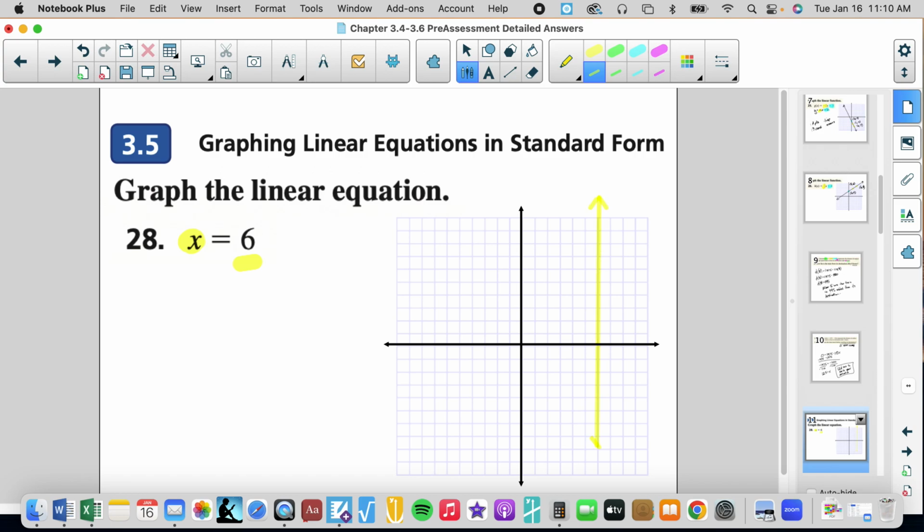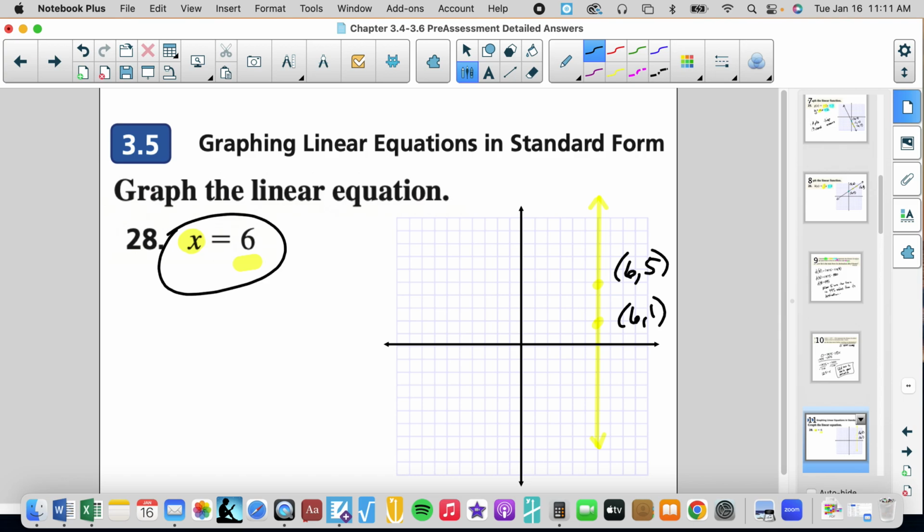I'm going to make a couple of points. On the assessment I asked that you plot at least 2 points. So this is going to be (6, 5), and this is (6, 1). And we notice that in each of those coordinates, my x value is 6 because that's what it says. X is always going to equal 6 no matter what my y value is. So that's how I'd like to see that.